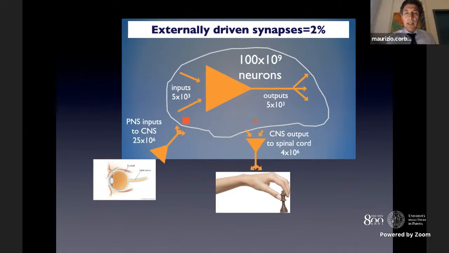So if I put this into perspective, take all this surface here, the surface of the brain, that is all the connections, drawn to scale. The fraction of synapses of the corticospinal tract is that little tiny red square, and the fraction of synapses coming from the retina is that slightly bigger red square. The whole of it, the rest of the brain, is all intrinsic.